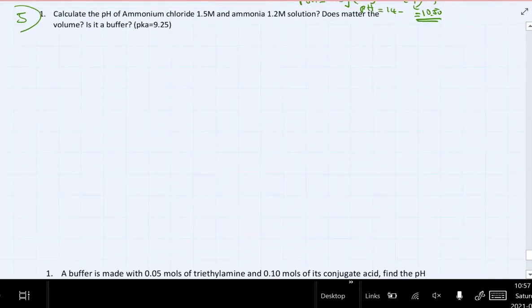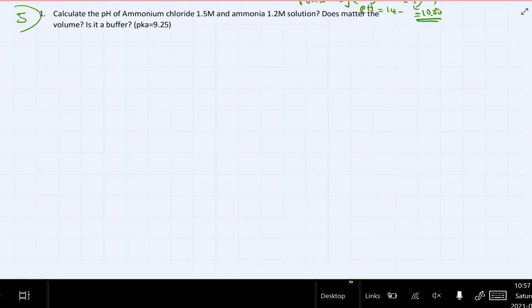Hi there. Let's continue with what we started. We started with a buffer. So let's see this question. Calculate the pH of ammonium chloride 1.5 molar given and ammonia 1.2 molar given.